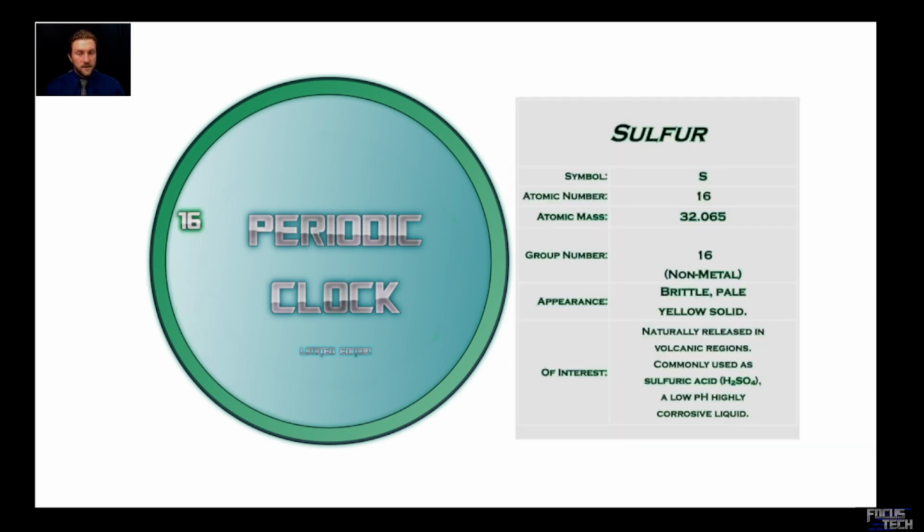Number 16, sulfur. So sulfur is a non-metal, falls into group 16. Appearance-wise, it's a pale, brittle yellow solid. If you live near a volcanic area, you would have probably seen sulfur as a yellow deposit, and it tends to have a rather distinctive smell as well. In terms of chemistry, very commonly used in sulfuric acid, a very corrosive liquid.